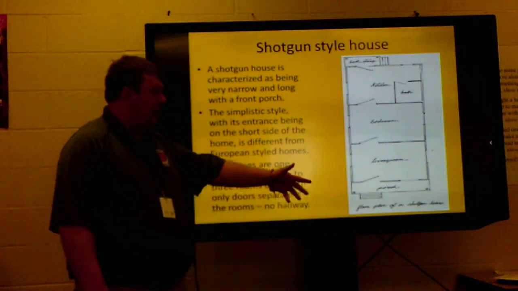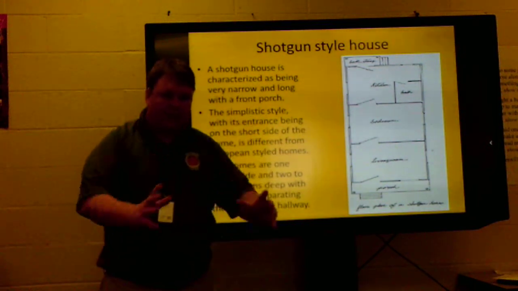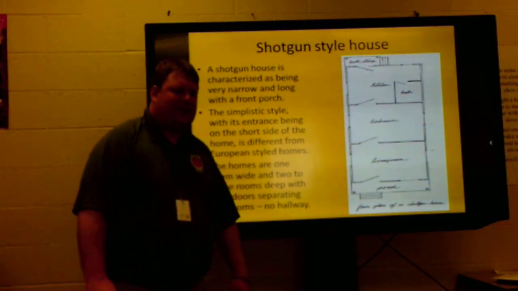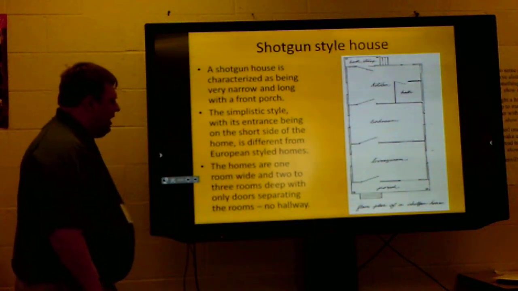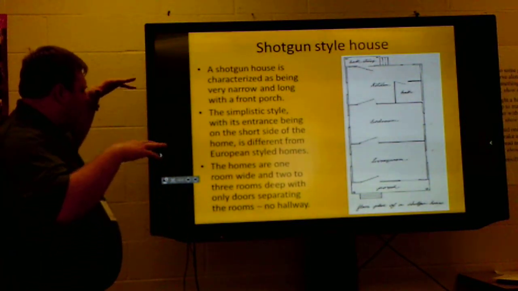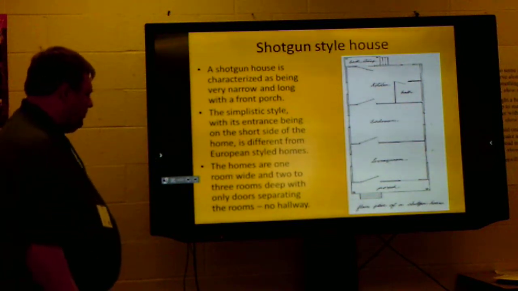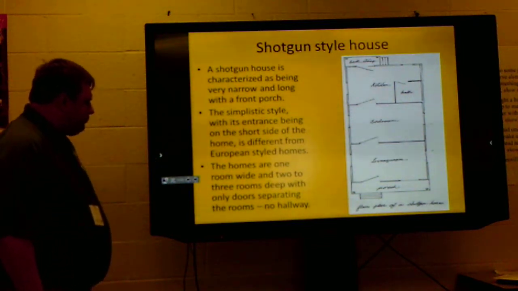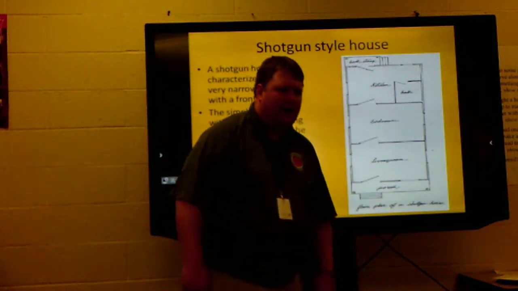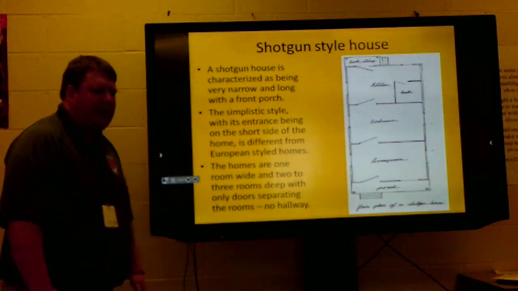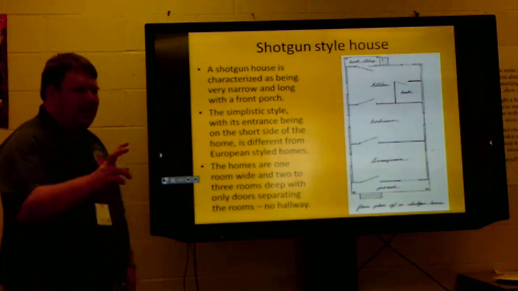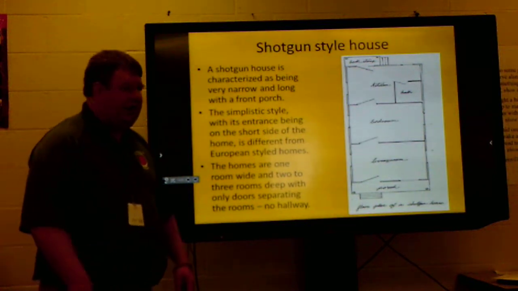So this is an ingenious idea. It's shaped like the barrel of a gun for that purpose, and they call it the shotgun style house. But it's an ingenious idea brought over by African slaves. It's very simplistic, with its entrance being on the short side of the home, and it's different from European style homes. So they're one room wide. You're not going to see multiple rooms, with the exception of the bathroom. And it's just very simple, and it works very well for air conditioning, so to speak, because they didn't have real air conditioning back then like we do now.